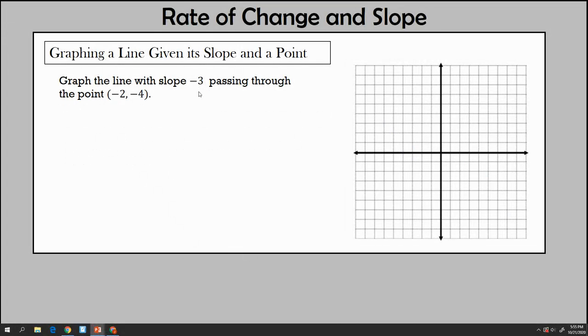One more like this. So graph the line with a slope of -3, but goes to the point -2, -4. So again, they didn't give us a y-intercept. They just said, hey, it's going to go through the point -2, -4. So that point -2, -4 is on my line.